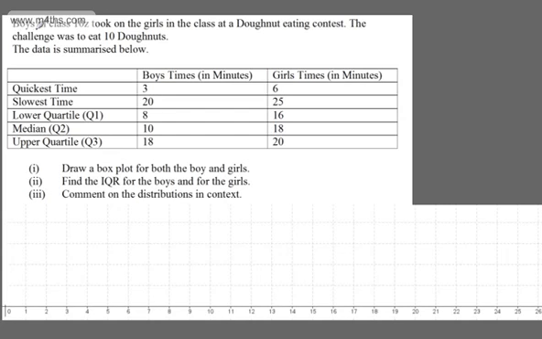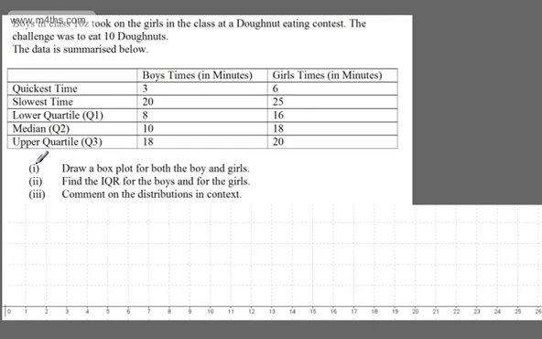So let's start off and we will look at a typical question. We're told boys in class 10Z took on the girls in the class at a donut eating contest. The challenge was to eat 10 donuts. The data is summarised below. So this was the boys' times in minutes, this was the girls' times in minutes. Quickest time, slowest time, lower quartile or Q1, median or Q2, and upper quartile, Q3.